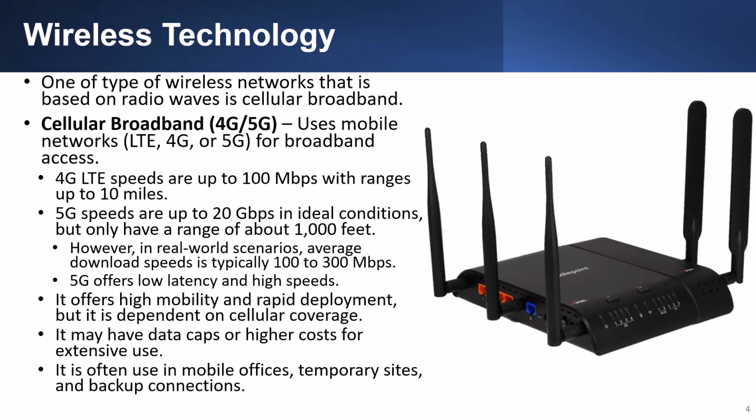One of the types of wireless networks that is based on radio waves is cellular broadband. Cellular broadband, such as 4G or 5G, uses mobile networks, LTE, 4G, or 5G for broadband access. 4G LTE speeds are up to 100 megabits per second with ranges of up to 10 miles. 5G speeds are up to 20 gigabits per second in ideal conditions, but only have a range of about 1,000 feet. However, in real-world scenarios, average download speed is typically 100 to 300 megabits per second.